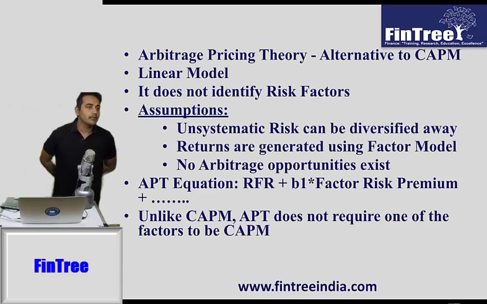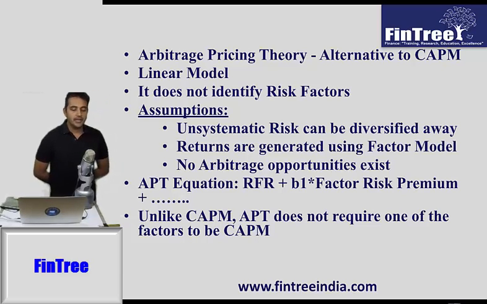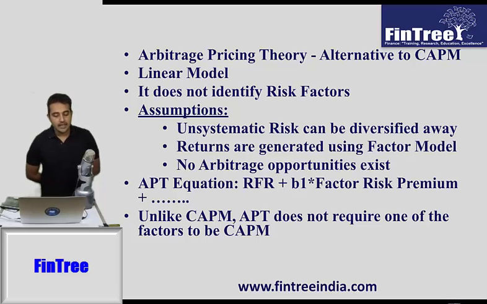For every risk premium, there would be a beta. So for every risk, you need a factor sensitivity, which is beta, and the risk premium. Should we go ahead? Beta with respect to that.